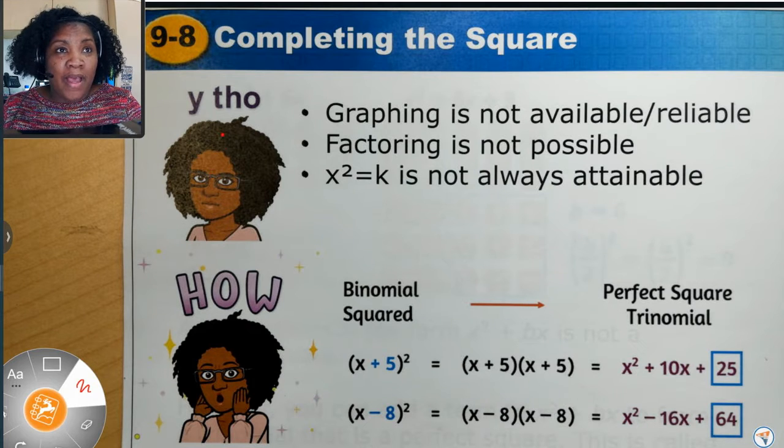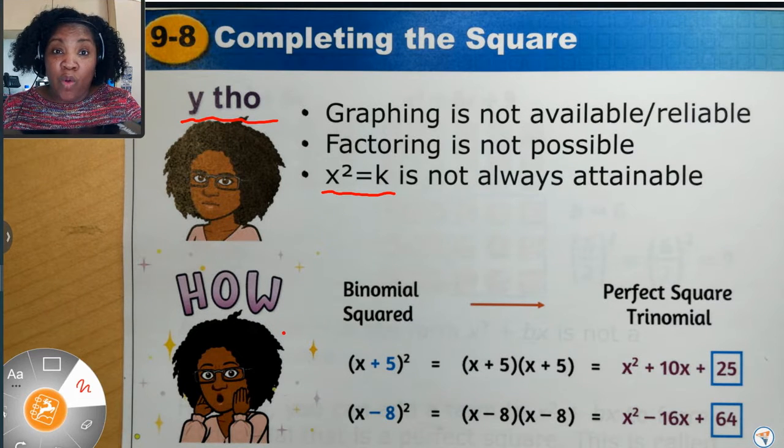Alright, why are we learning completing the square, you asked? Well, I'm glad you asked, let me tell you. First of all, graphing is not always available and it's not always reliable if our graph is not something that's nice. So solving by graphing is not practical all the time. Factoring is not possible all the time because you can't factor every polynomial. And lastly, to use square roots, we need to have the form x squared equals k, and that is not always obtainable. So we need another way.